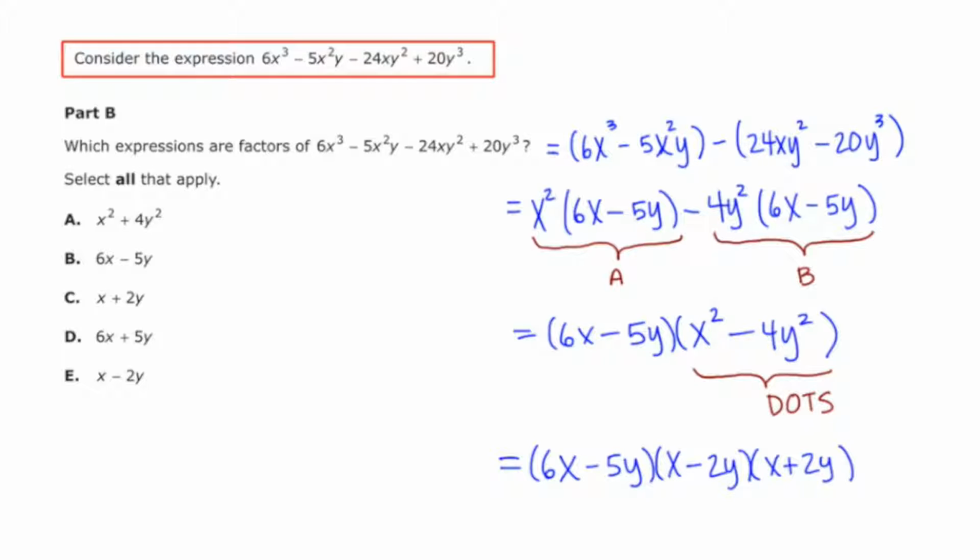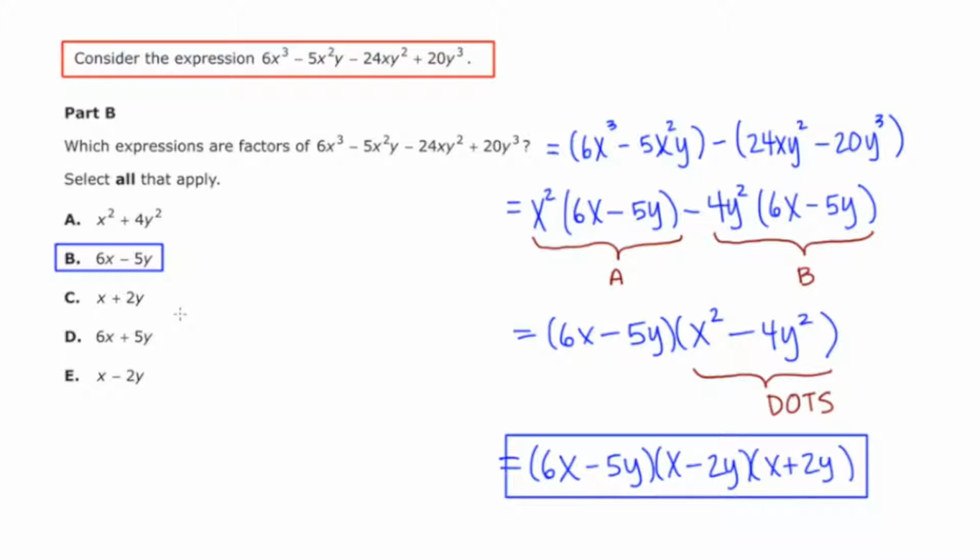I'm going to quickly scan through my three factors to make sure I can't take anything else out, and I can't. And then I look at the instructions, which ask us to select all that apply. So we're trying to identify all of the factors. And the first factor that I notice is letter B, 6x minus 5y. That's the first one. And then answer choice C has x plus 2y, which is our last factor. And then answer choice E has our middle factor, x minus 2y.